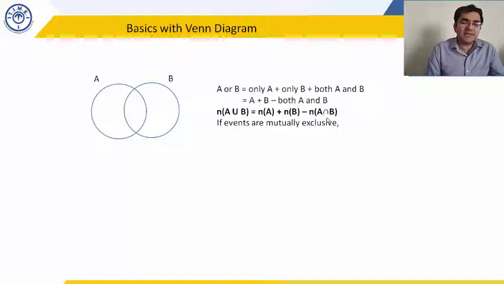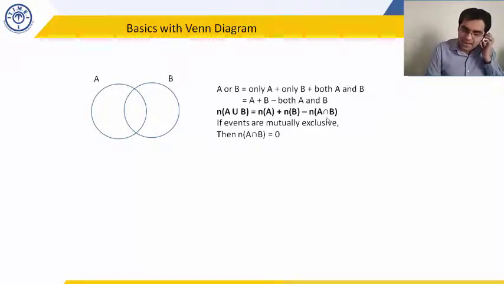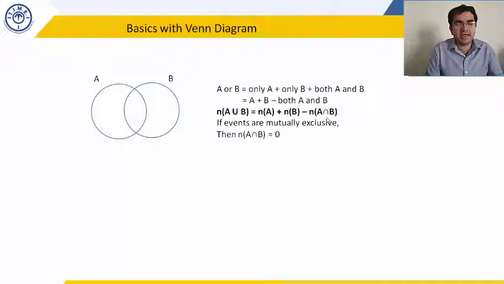Now, let's say that these events are mutually exclusive. What mutually exclusive means is that there is no common area, that these two events are exclusive. There is no inclusive part between them. That will mean that A intersection B is 0. That is, there is no common part between them. If in a question you are given that A and B are mutually exclusive, then this is what it implies, that n(A intersection B) is 0. Please write all of this down.